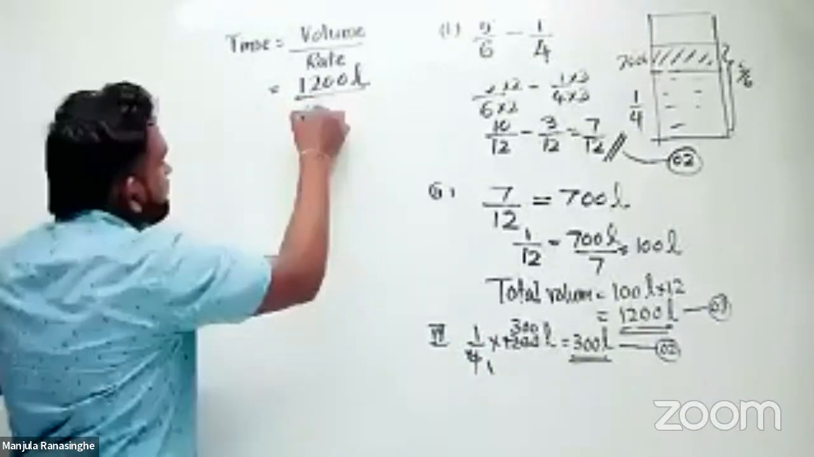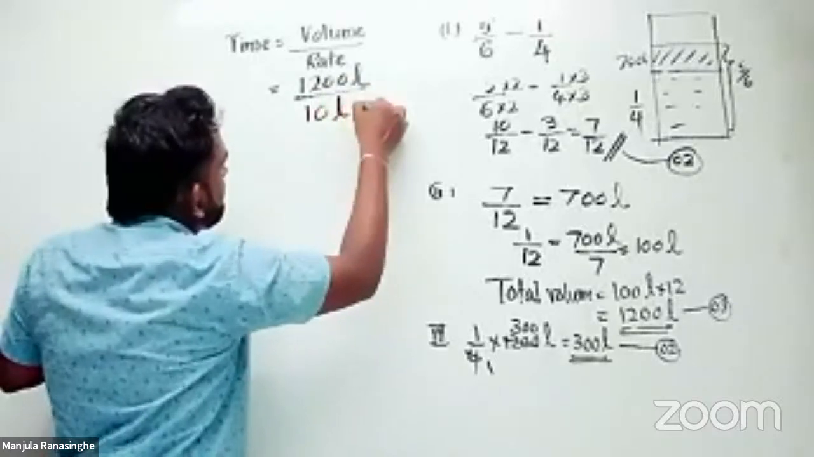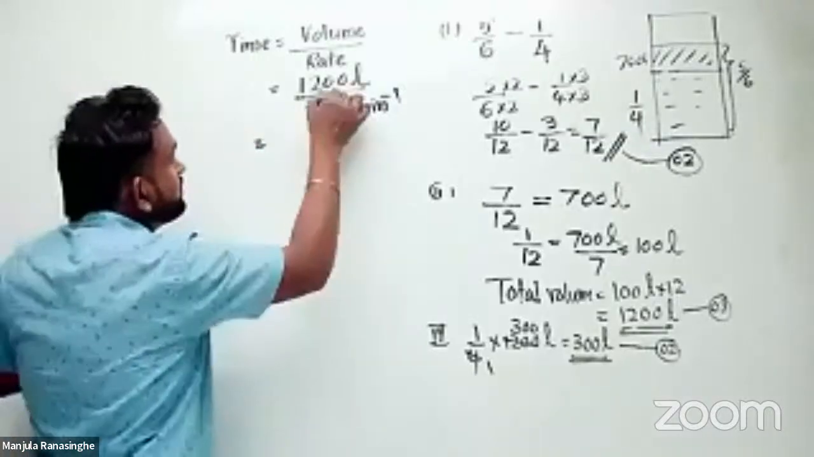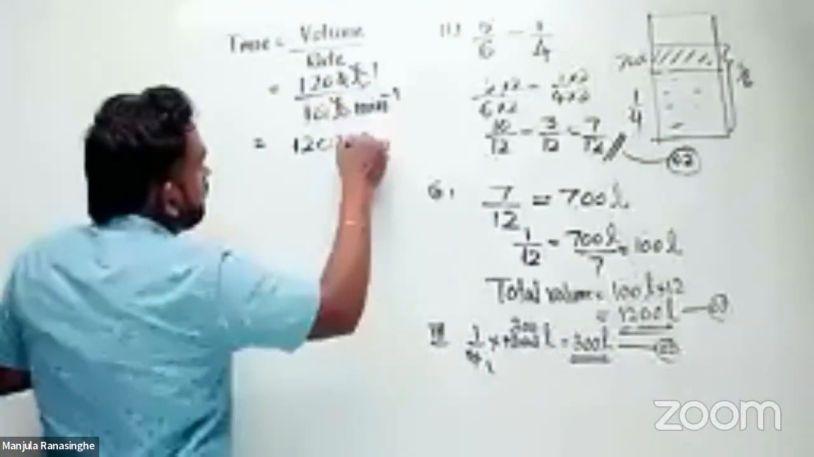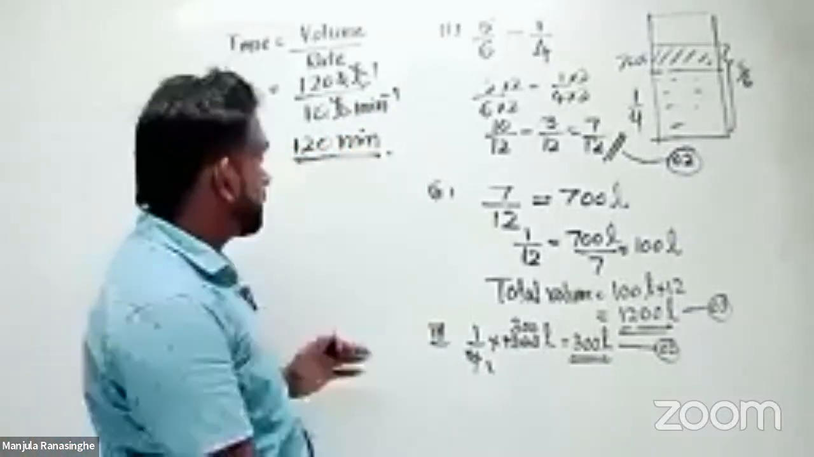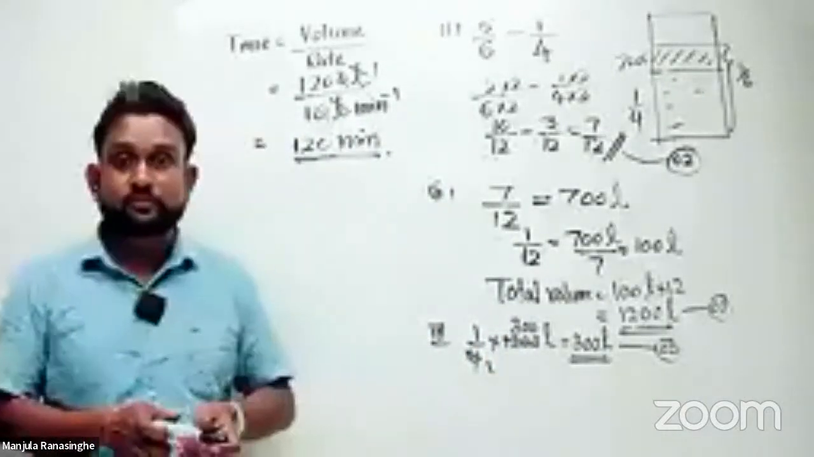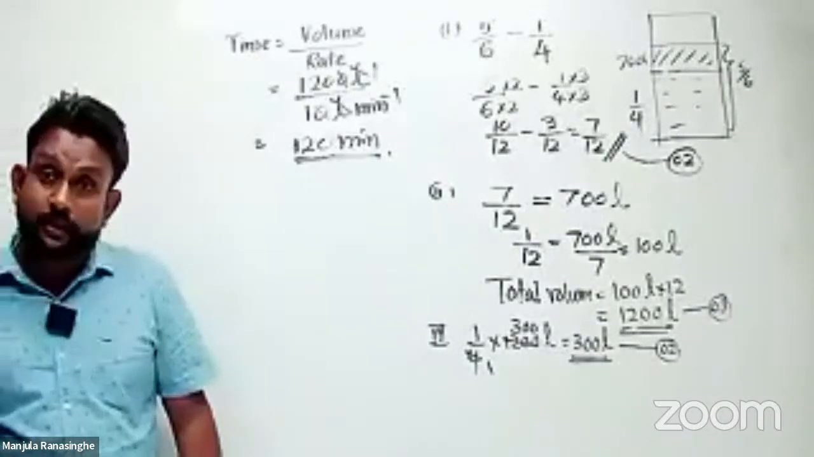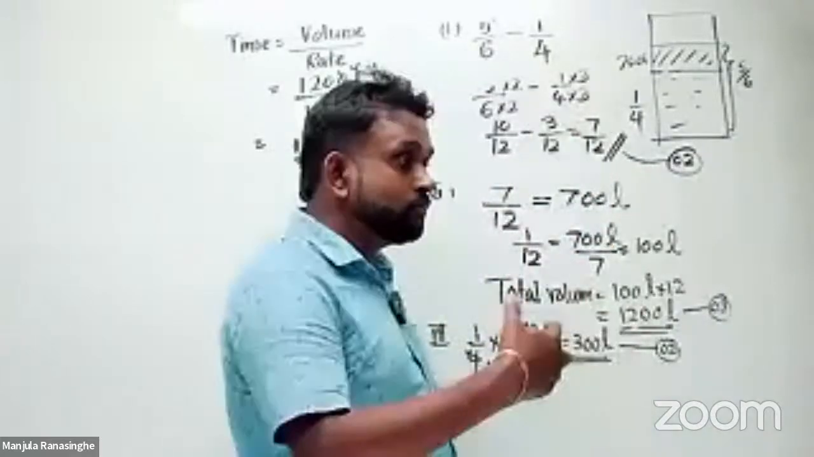So you write 10 liters per minute as 10 liters times minutes to the power minus 1. Now you can see the liters cancel, the zero cancels, and 120 minutes to the power minus 1 goes to the top as minutes. So 120 minutes, which means 2 hours. There are 3 marks there. So what is the equation we use? The time equals the volume over the rate.